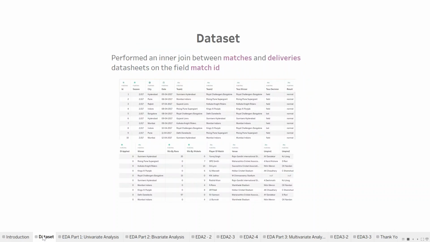So moving on to the data set, there were two data sets which were provided. The first one was matches.csv, the next one was deliveries.csv. So in order to find some correlation between the data sets, I performed an inner join, and the field that I chose for performing that inner join was match ID, because in one data set ID was mentioned, and in the other, I think in deliveries.csv, match ID was mentioned. So I performed an inner join on that.